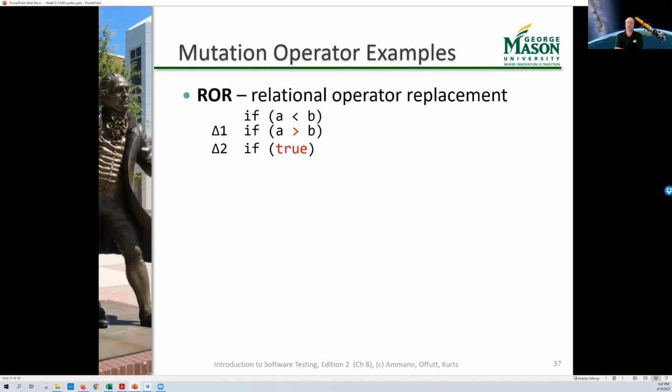Relational operators, right? I can change less than to greater than, or greater than or equal to, or less than or equal to, or not equal to. I can replace it with true or false.